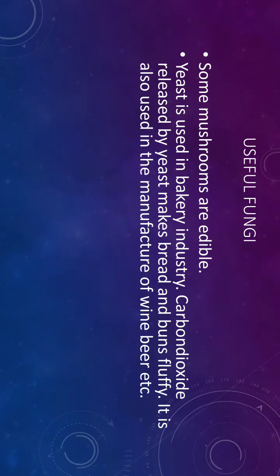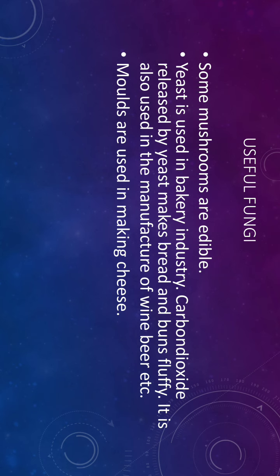Then yeast. Regarding yeast we discussed yesterday. It is a unicellular fungus. Yeast is used in the bakery industry. When yeast multiplies, carbon dioxide gas is released by yeast, and that makes bread and buns fluffy. It is also used in the alcohol industry and in bakery.